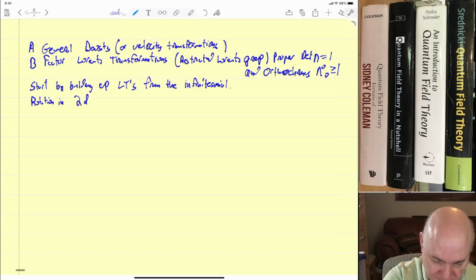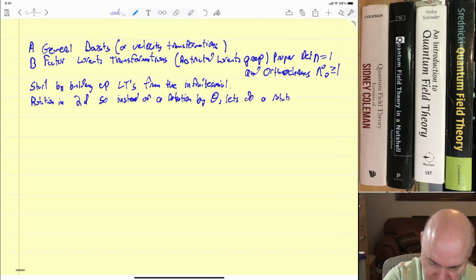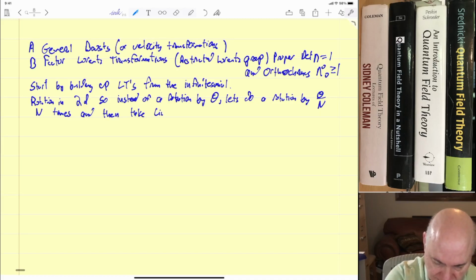And then, instead of a rotation by theta, let's do a rotation by theta over n, n times, and then take the limit as n goes to infinity.